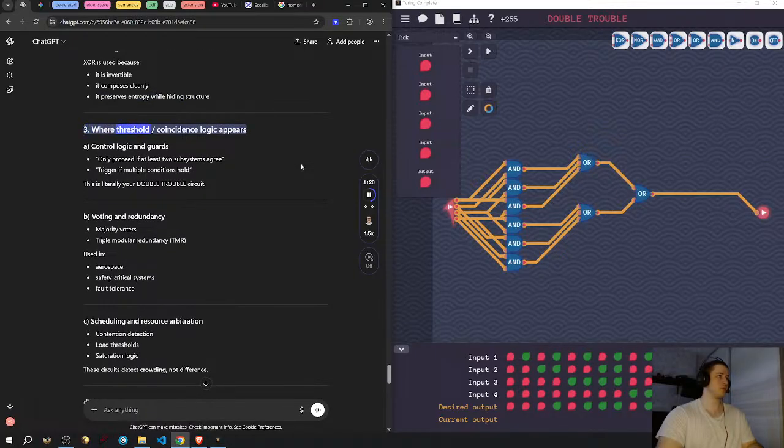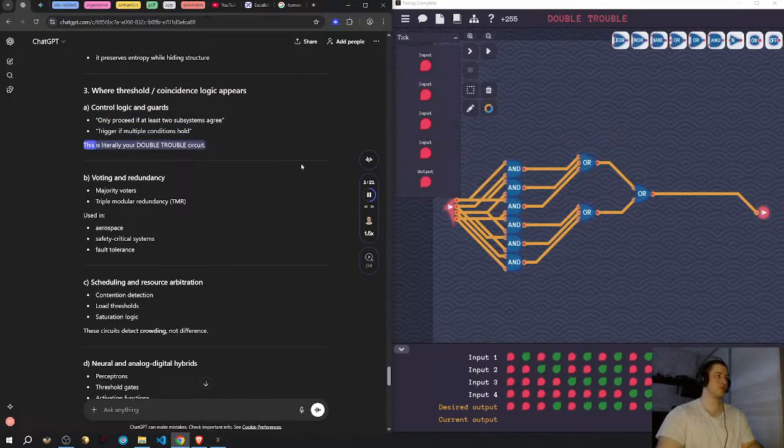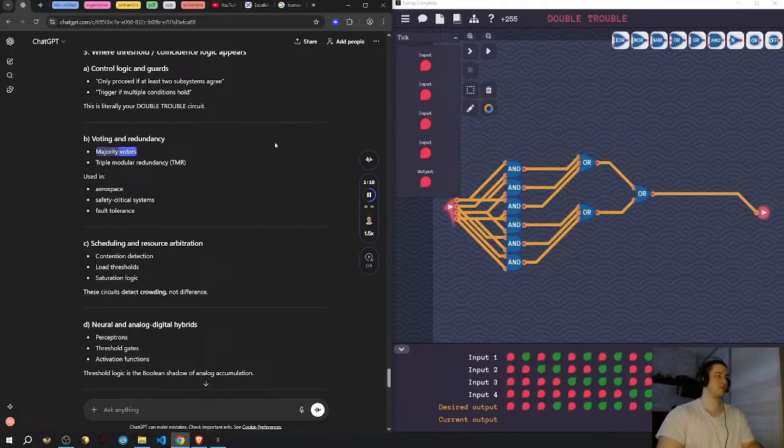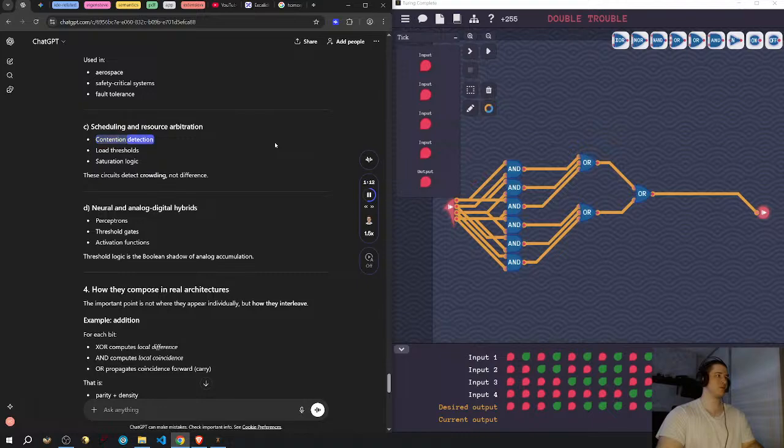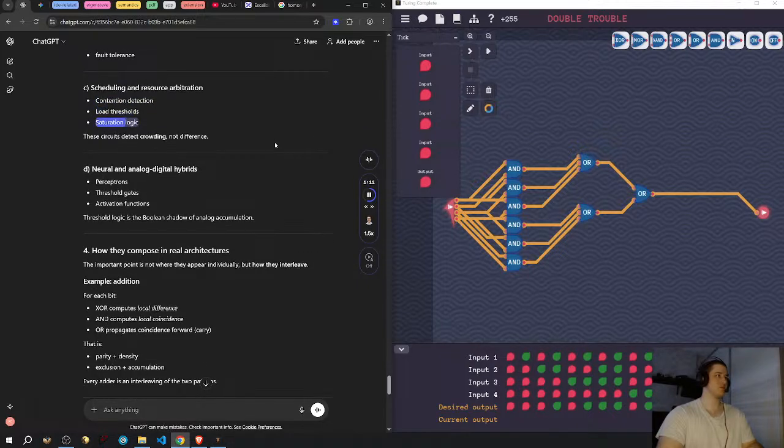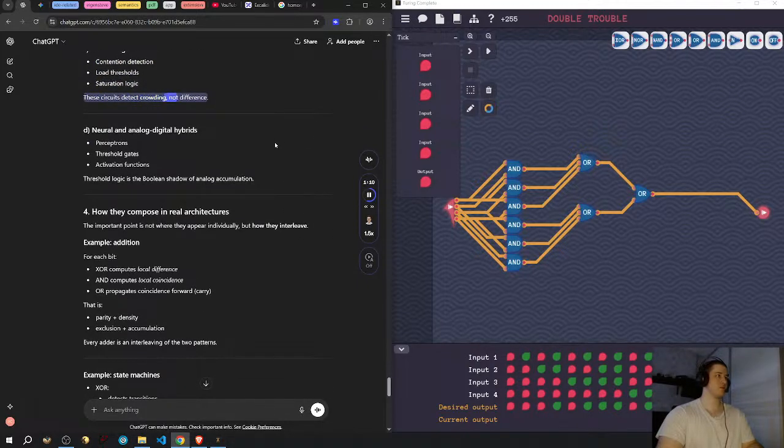3. Where threshold, coincidence logic appears. A. Control logic and guards. Only proceed if at least two subsystems agree. Trigger if multiple conditions hold. This is literally your double trouble circuit. B. Voting and redundancy. Majority voters, triple modular redundancy, TMR, used in aerospace. Safety critical systems, fault tolerance. C. Scheduling and resource arbitration. Contention detection, load thresholds, saturation logic. These circuits detect crowding, not difference.